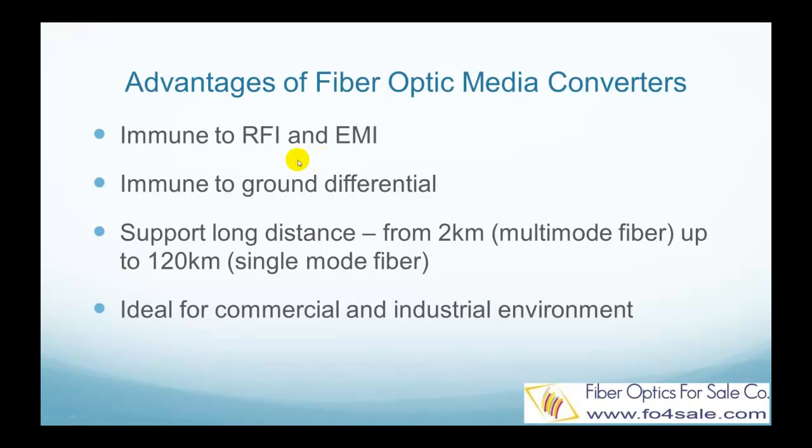Fiber optic signals are immune to RFI, EMI, and ground differential. They support very long distance, from 2000 meters with multimode fiber up to 120 kilometers with single-mode fiber. So fiber optic media converters are ideal for commercial and industrial environments, such as shop floor and substation environments, where EMI and RFI can be a serious problem. For this reason, engineers are now using fiber Ethernet to extend transmission distance and protect data from the effects of EMI, or even gigabit Ethernet to provide increased bandwidth.